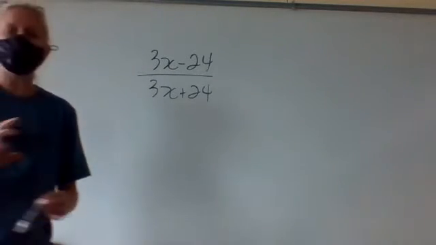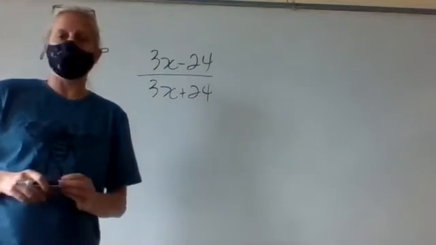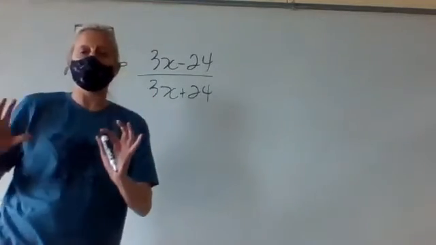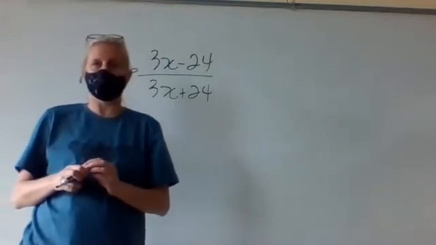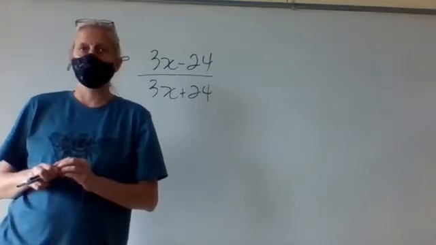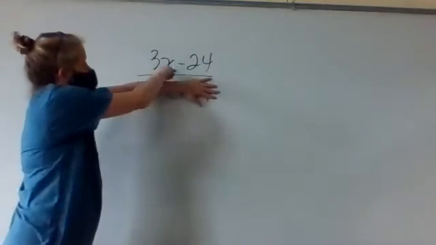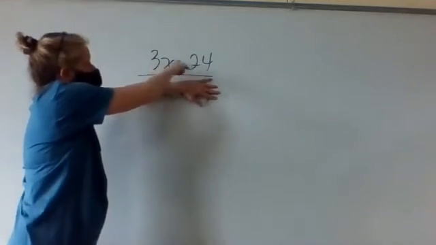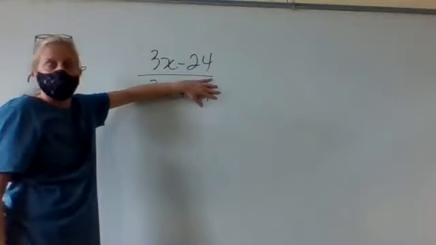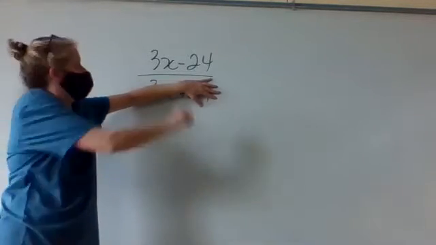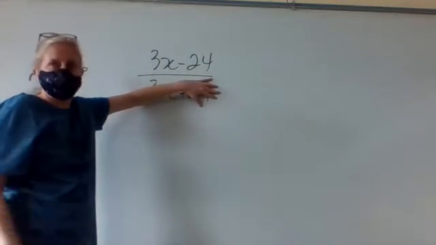Before I can do any kind of reducing or simplifying, the top and the bottom both have to be in their factored form. So just look at the top only. There's only 2 terms. So the first thing I'm going to look for is something in common. What goes into 3 and to 24?